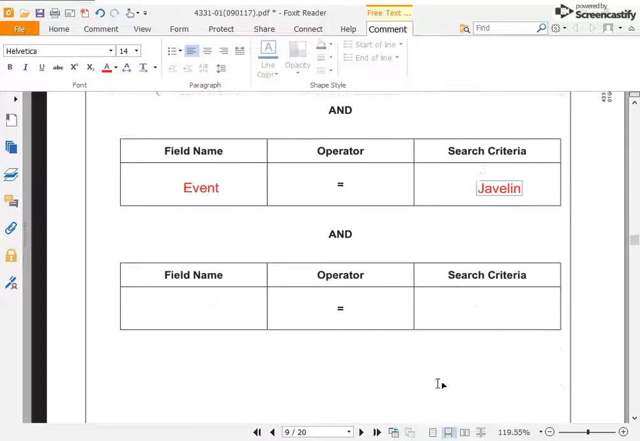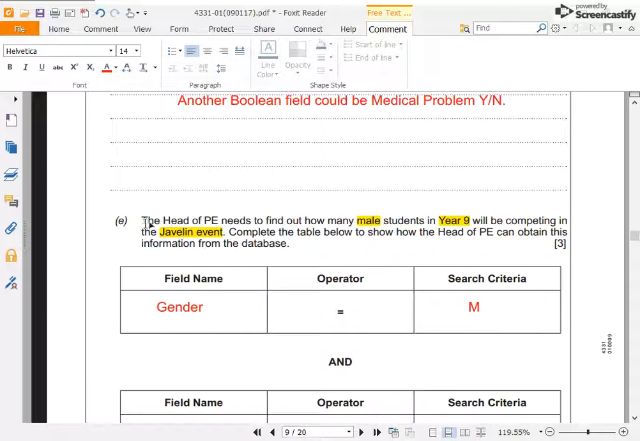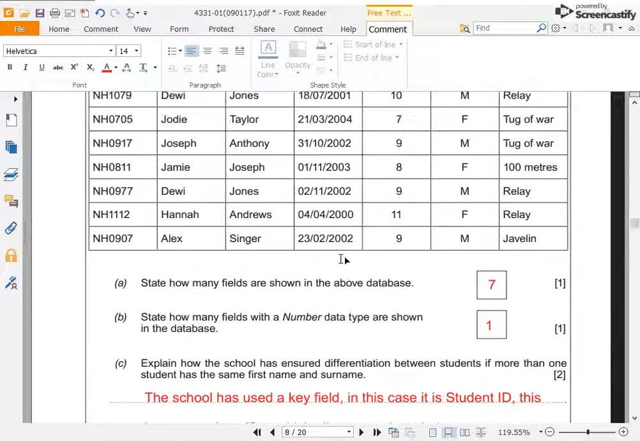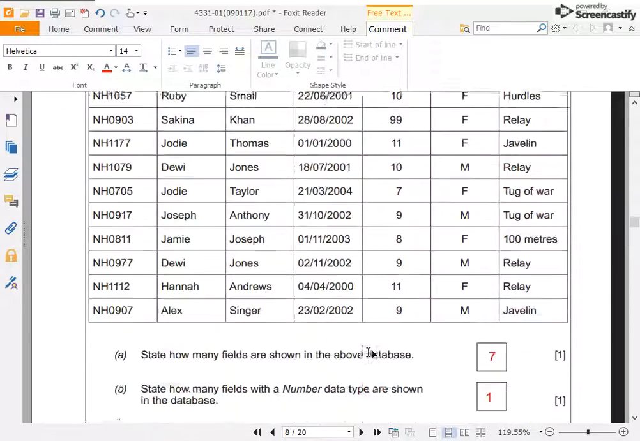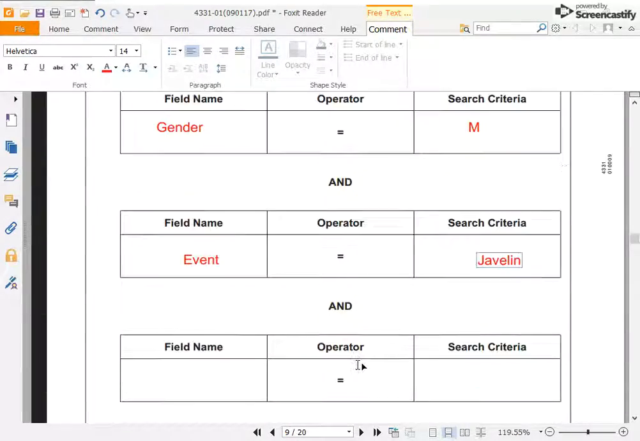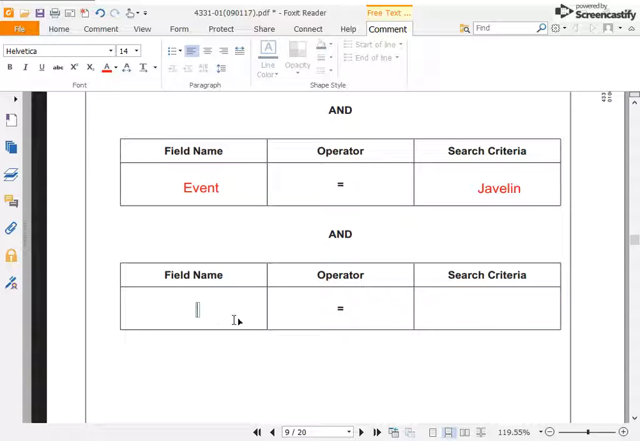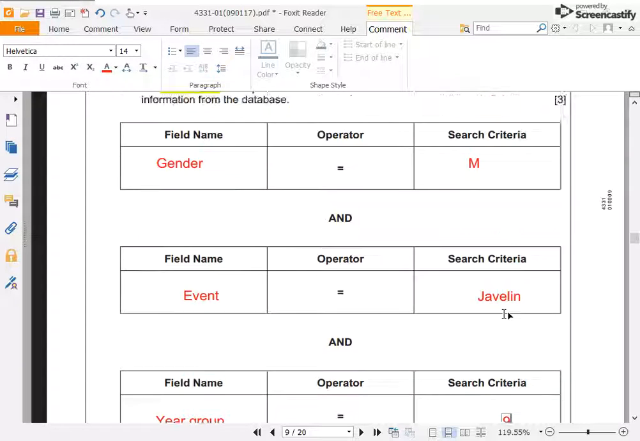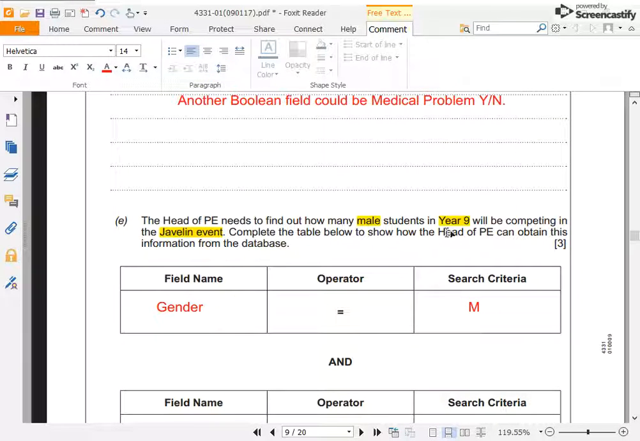Okay, this must be something else. Sorry. The head of PE wants to find how many male students in year 9 will be... oh, right, okay, I missed something. Year 9. So we need year group and 9 as well. There's 3 marks going for that. Year group and 9. And see how easy it is to miss things, guys. I just completely missed that.